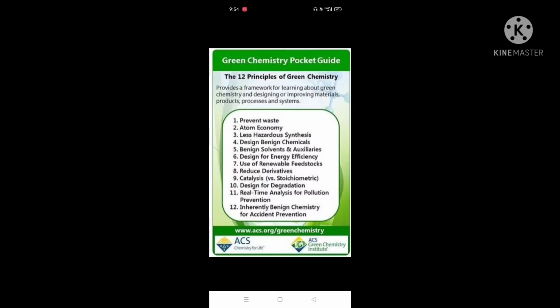So here we will discuss one by one. The first one, prevent wastage. In chemistry, in every reaction we have reactant plus catalyst, or we add some temperature or pressure, whatever it may be, and finally we get the products. In green chemistry, we get only the selective products, not byproducts. That's why we use prevent the wastages. That means we can produce a lower percentage of byproducts.